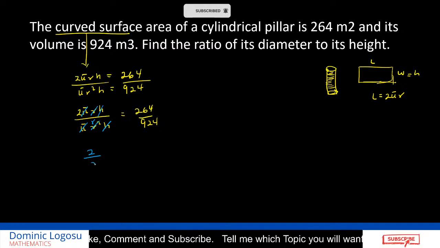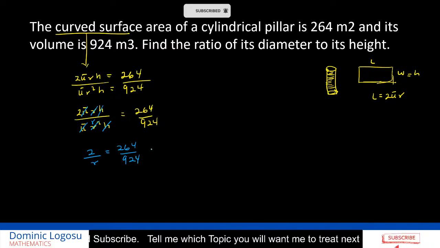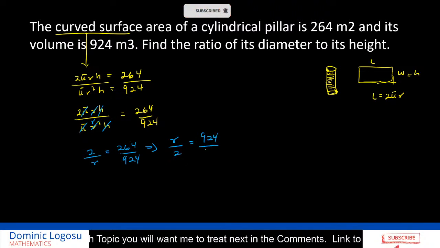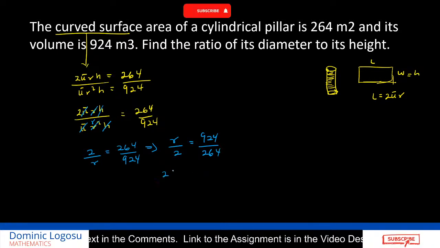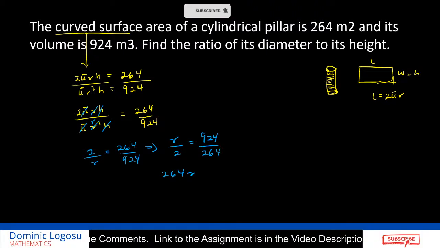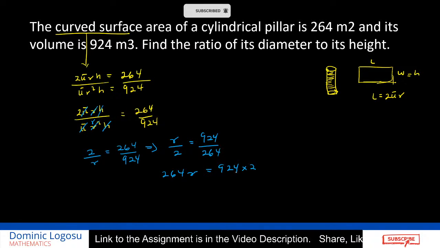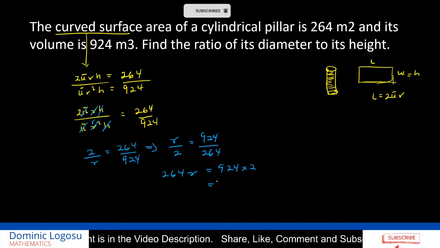So at the end of the day, we'll have 2 over r equals 264 over 924. I prefer to flip this over, so 2 and then 924 over 264. Once I have that, I can easily find r. So it will be 264 r equals 924 times 2. And what would 924 times 2 give us?